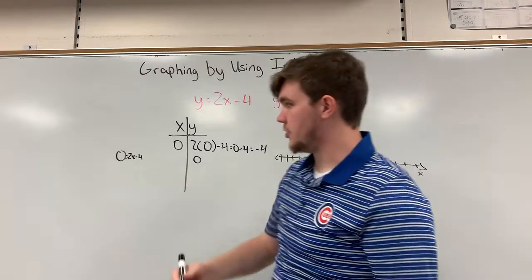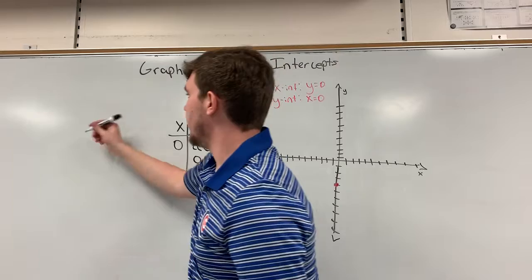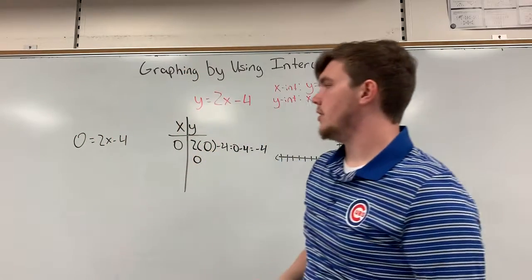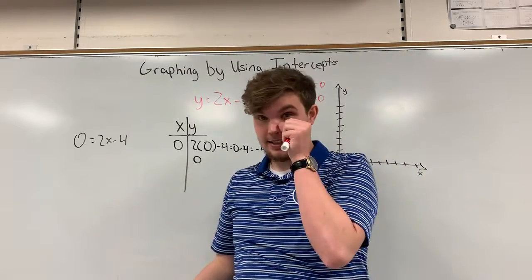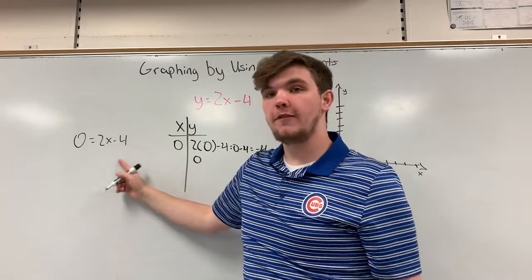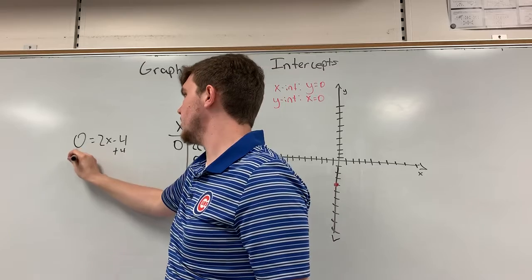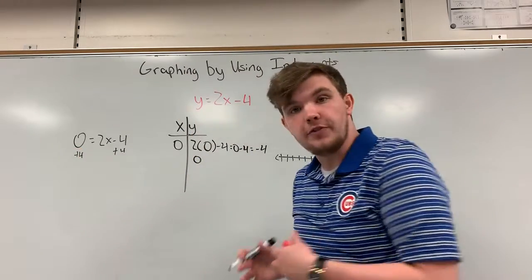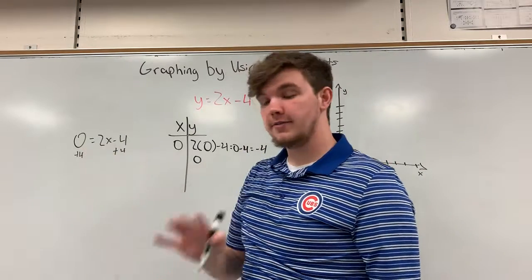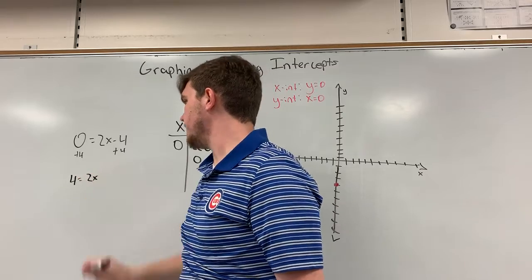I have 0 equals 2x minus 4, and maybe it would help if I wrote that a little bit bigger over here. Now I'm trying to get x by itself. To do this, I'm going to have to move that 4 to the other side, so let's add 4 to both sides. I'm shifting that 4 over. Now 0 plus 4 is 4, so I get 4 equals 2x.